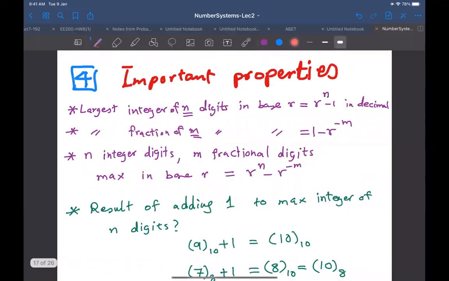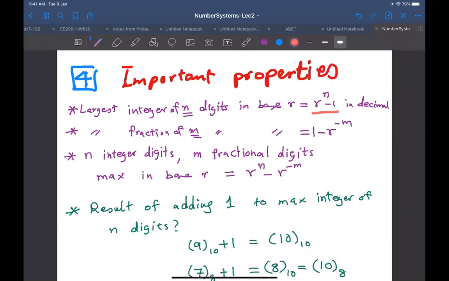All right, now we move to the next subject, which is important properties of these number systems. If I tell you what is the decimal equivalent of the largest integer composed of n digits in base r, the answer to this question is r to the n minus 1. You don't have to go over the conversion algorithm.